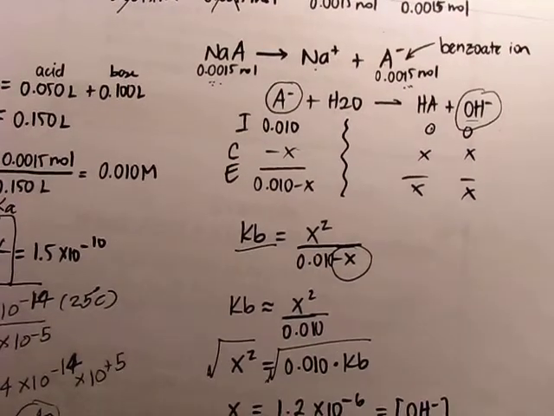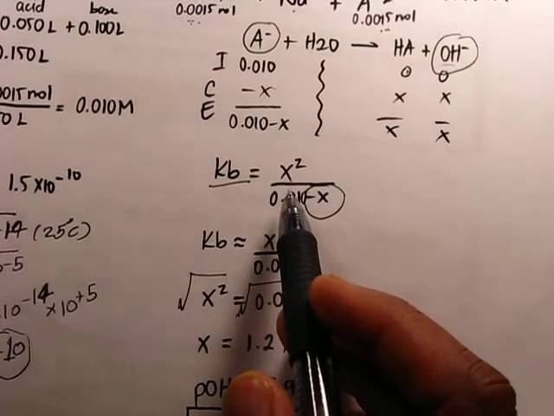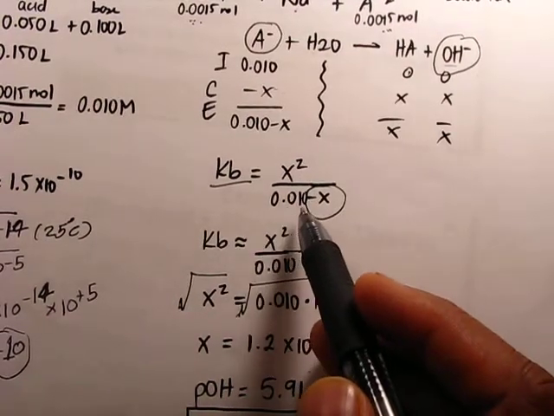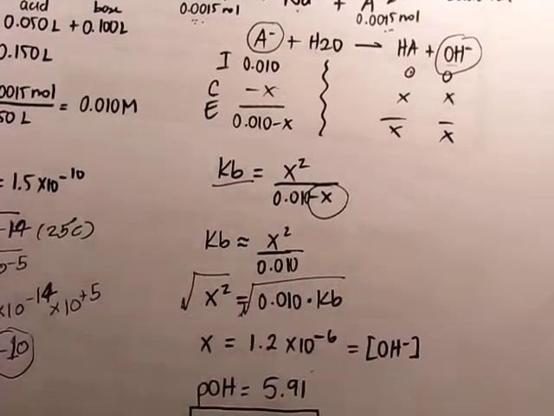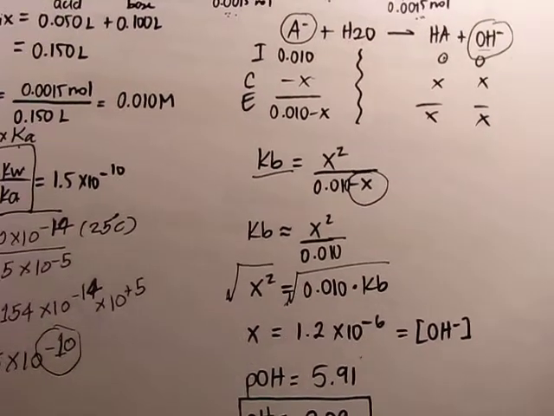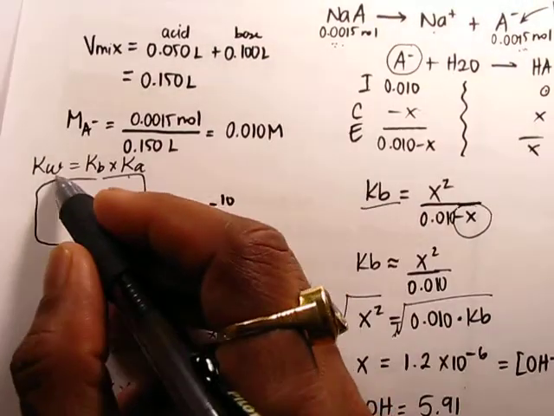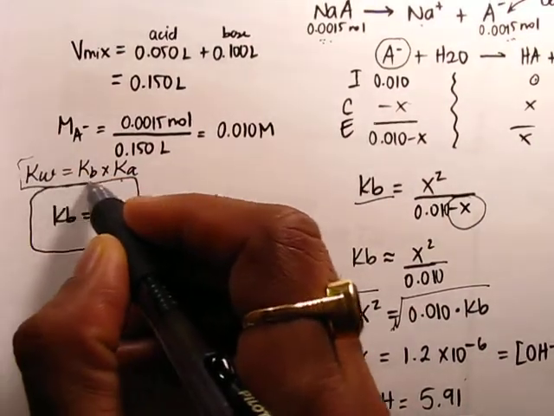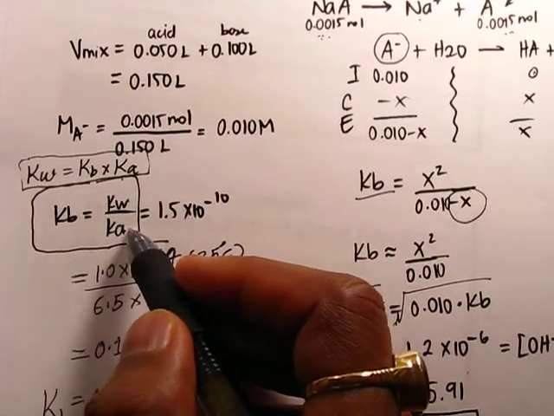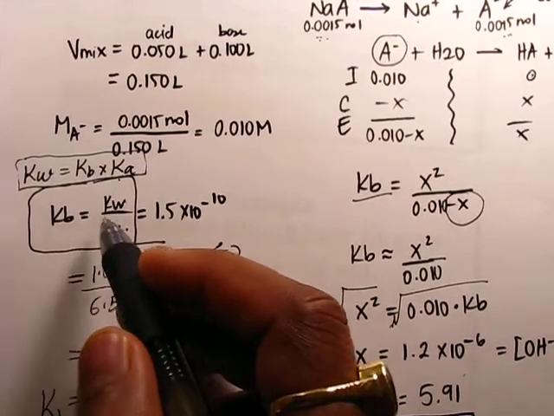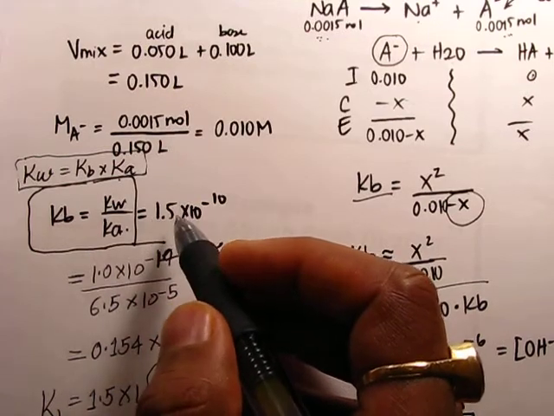Once we know the equilibrium concentration, we can calculate the Kb value, and Kb will be equal to x square divided by 0.015 minus x. So here we can drop the x because Kb is very small. And how can we find the Kb value? Now this is a very important thing: the Kb value we have to find with this formula, Kw is equal to Kb multiplied by Ka.